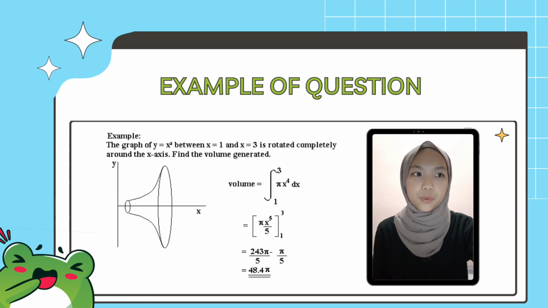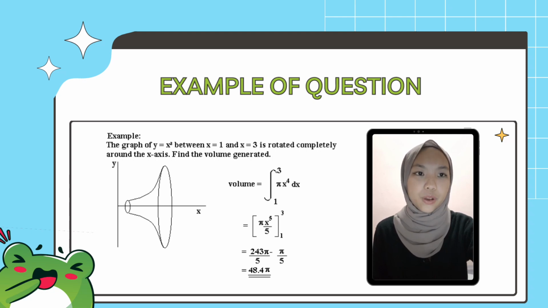After that, we are going to do some calculation to get the volume for this question. The question says the graph of y equals x squared between x equals 1 and x equals 3 is rotated completely around the x-axis. Find the volume generated. First of all, we write the integral with limits 3 and 1 of pi x to the power 4 dx. The question here is how we get x to the power 4.